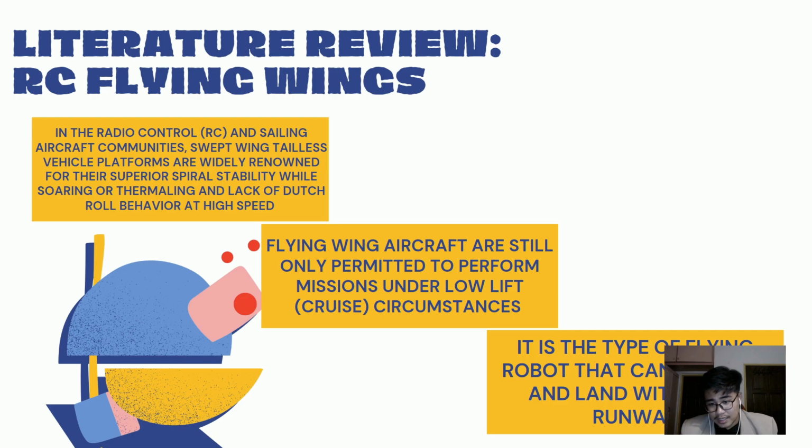The third one is that it is a type of flying wing robot that can take off and land without a runway. As you can see, an RC is like a UAV, an unmanned aerial vehicle. There are no pilots, no humans on board, only remote control. So it can fly airborne like a robot without a human.